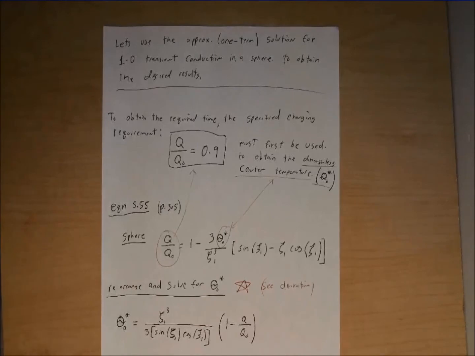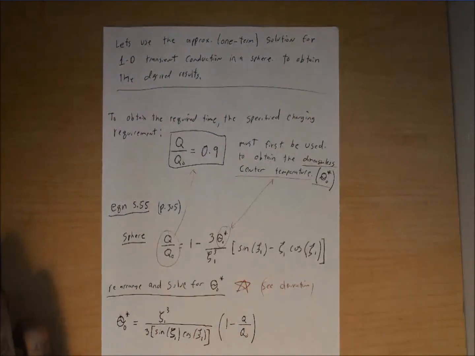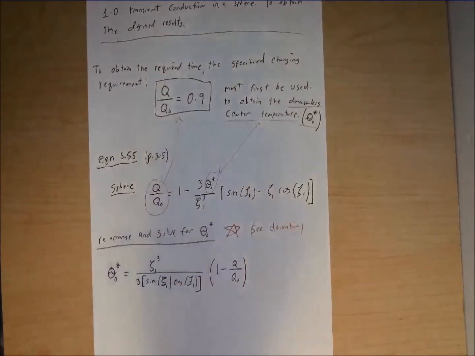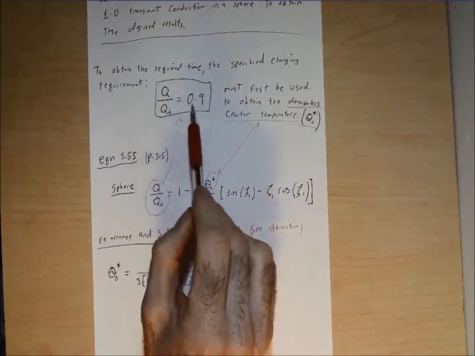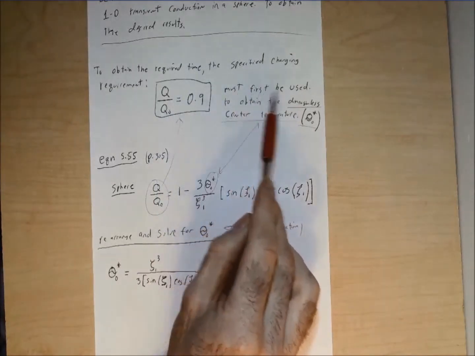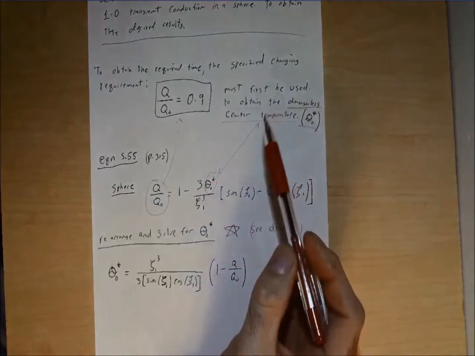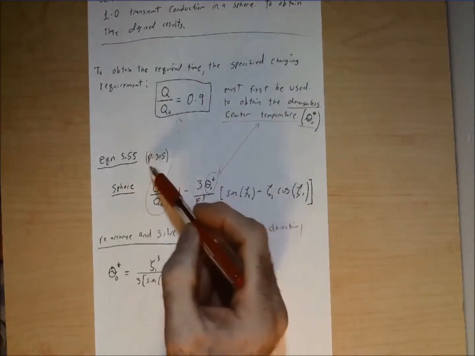So therefore, let's proceed and use the approximate one-term solution for 1D transient conduction in a sphere to obtain the desired results. To obtain the required time, the specified charging requirement, Q over Q naught, is equal to 0.9, must first be used to obtain the dimensionless center temperature shown here. So this references back to equation 5.55 on page 305 of the text.